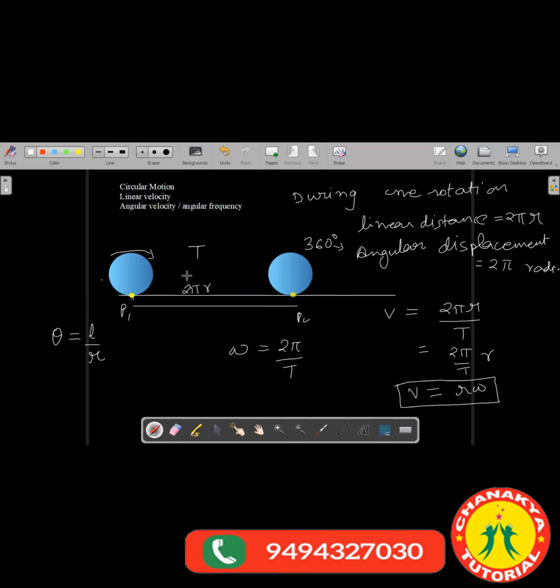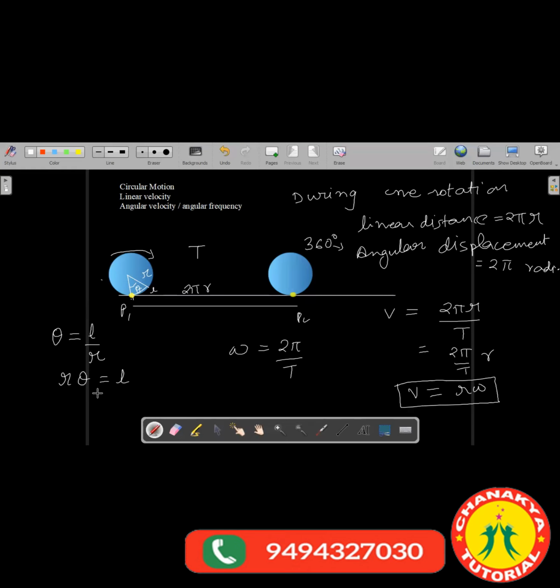So we can consider that it revolves through a certain angle theta. During this revolution of theta, it has traveled a length of arc L, and this is your radius R. So theta is given by L by R by definition. We have studied angular measurement, how to measure angles in radian. The angle in radian is measured as theta equals L by R, right? So we can write this as R times theta equals L.